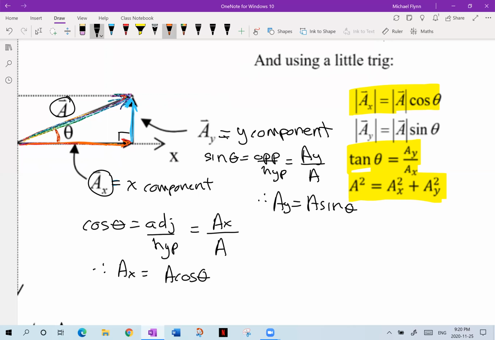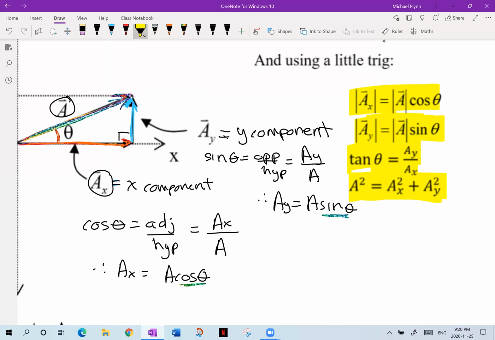Now, this is really sort of an important point with components. We're always going to use cos and sine to find our components, okay? Like if you're given a vector. And that's what's written here for the y component. You use a sine of theta, okay? So anyway, that's components. Really simple, right?